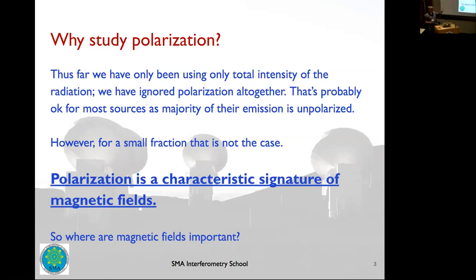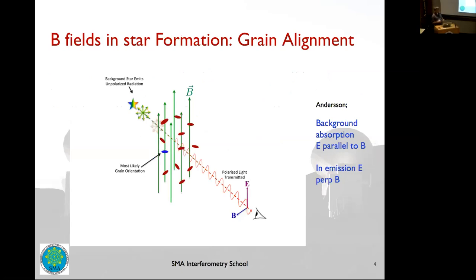But why do we care about polarization? Because polarization is a characteristic signature of magnetic fields. Wherever you have magnetic fields, there'll be some sort of polarization in some form. So if you want to study magnetic fields in the universe, in the interstellar medium, near and far, you need to study polarization. So where are magnetic fields important? One of my motivations to study magnetic fields was star formation. One of the theories states that magnetic fields are very important for star formation because you have a cloud of collapsing gas and dust, and magnetic fields can help to prevent this collapse.